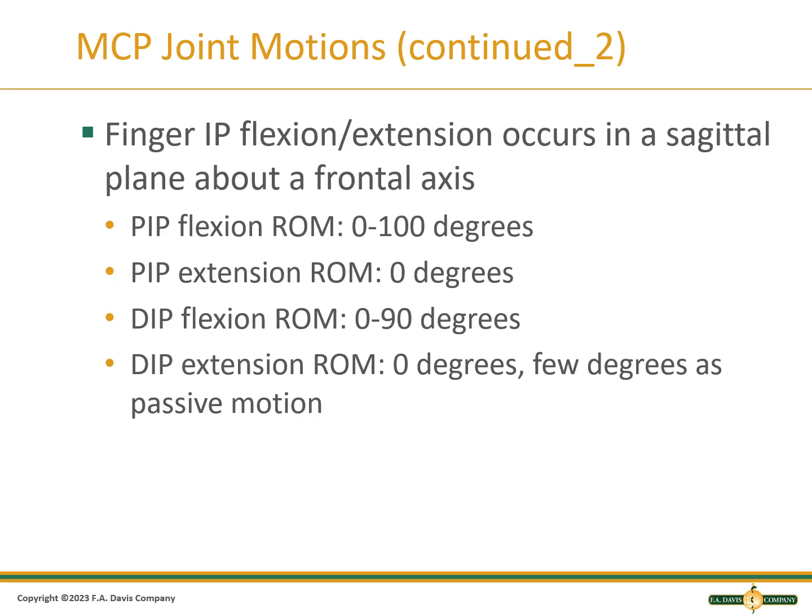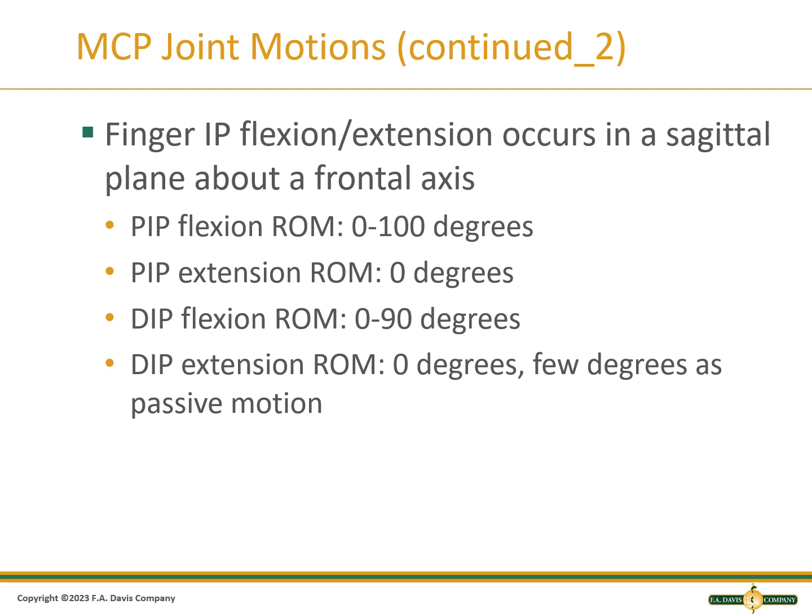Finger interphalangeal flexion and extension occur in a sagittal plane about a frontal axis. So these are going to be the joints at our second and third knuckle of our fingers. Our proximal interphalangeal joint is going to be our second knuckle, and the flexion range of motion is 0 to 100 degrees there. We have no hyperextension at our PIPs, so our extension range of motion will be 0 for that return to neutral.